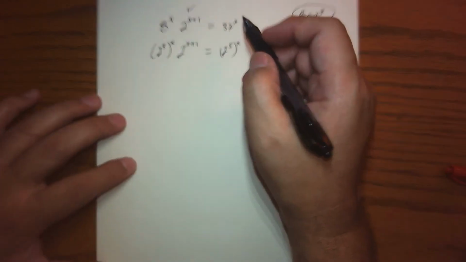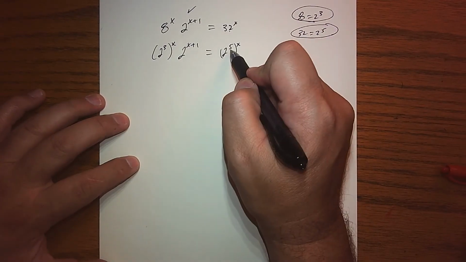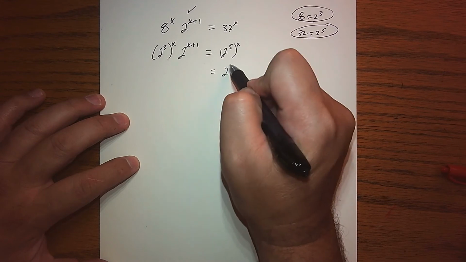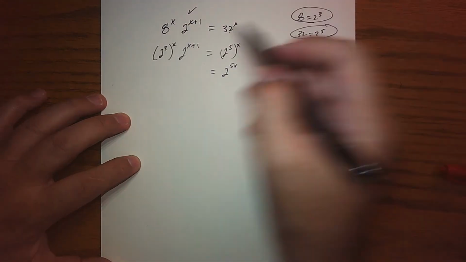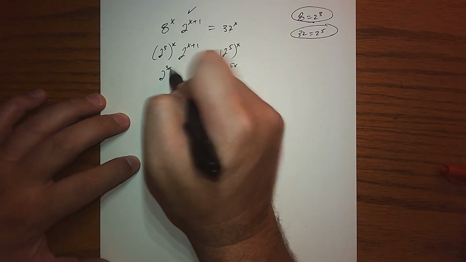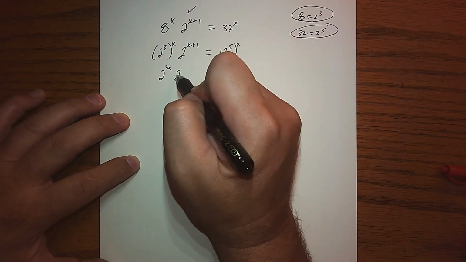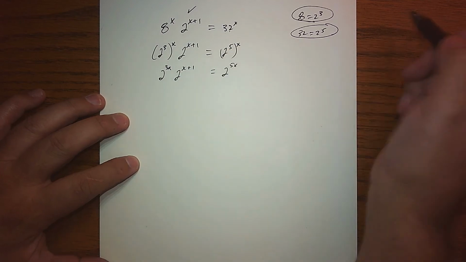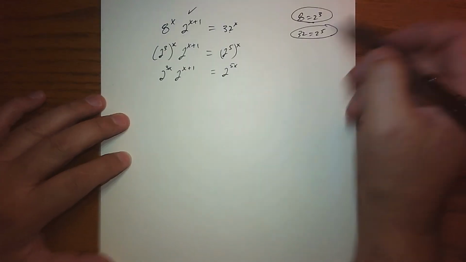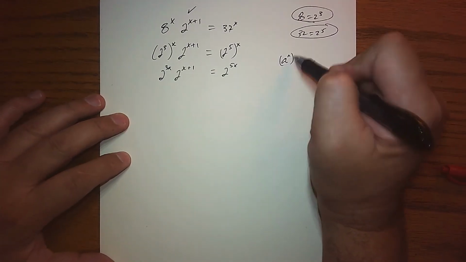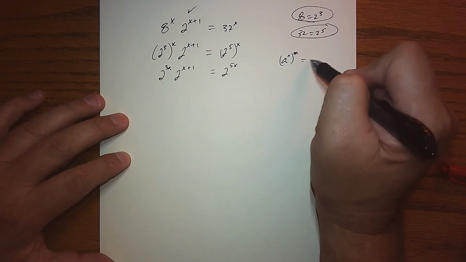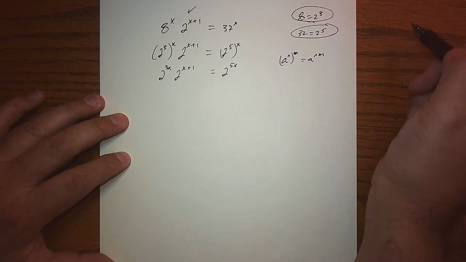Okay, so the first exponential rule is what happens when I take a power of a power. In that condition, we are multiplying exponents. So this becomes 2 to the 5x, this becomes 2 to the 3x, and then we're multiplying to 2 to the x plus 1. So that's the good old rule: if we take a power of a power, we multiply the exponents.